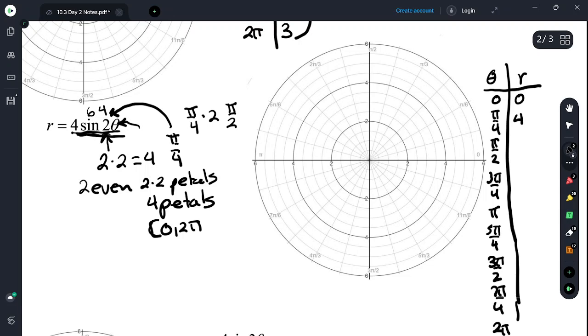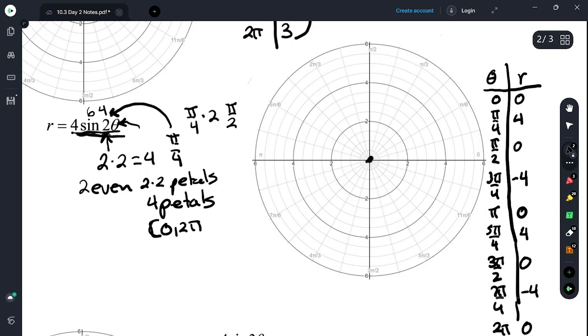Now, you can keep plugging in values if you want, but here's the pattern. Every other number is going to be 0. And then every other number alternates 4 and -4. So this will be a 0. This will end up being -4. This is 0. -4, not -4, +4. Let me erase that because it alternates signs. 4, 0, -4, and then 0. So that's the pattern when you count by pi over 4s when it's 2 theta.